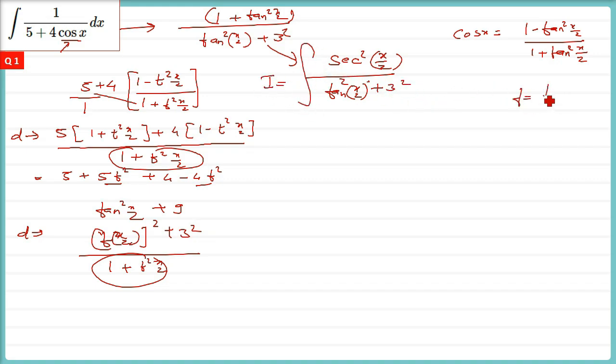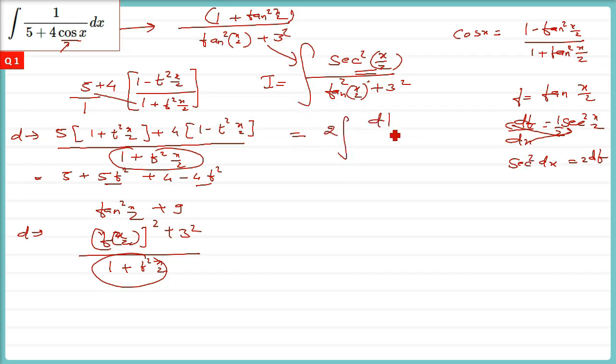Now when we take t equals tan x by 2, dt by dx will be equal to the derivative of tan x by 2, which is sec square x by 2, and the differentiation of x by 2 gives 1 by 2. This 2 goes here, so 2 dt will be equal to sec square x by 2 dx, because we actually need sec square x by 2 in the numerator. So the replacement of sec square x by 2 dx will be 2 dt. So I'm writing 2 in front of the integration.